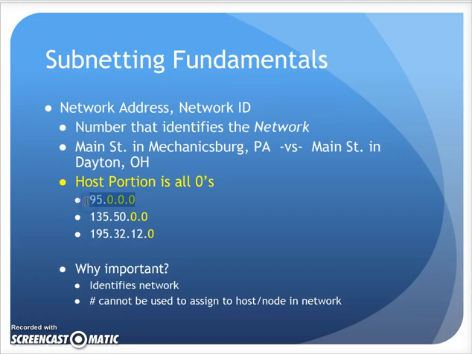It's used as an identifier. If I go back to my street example, there's no house in Mechanicsburg whose address is Main Street, Mechanicsburg, PA. No, it actually has a house number, 125 Main Street, Mechanicsburg, PA. We have to put a house number on it to identify that house. So I can't just identify a house as Main Street, Mechanicsburg, PA. That's not enough information. That is the street address, not the house address. So again, 95.0.0.0 is a number to identify the network. I can't use that to assign to a node.